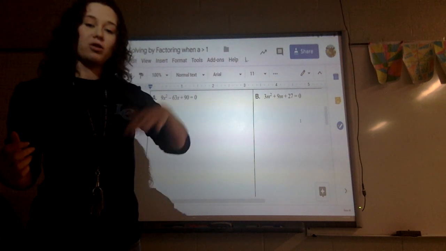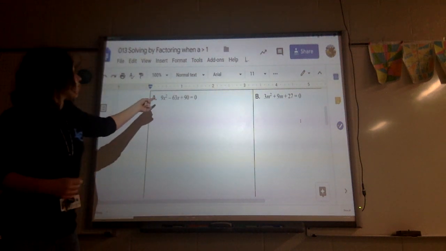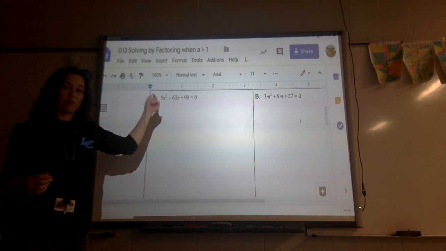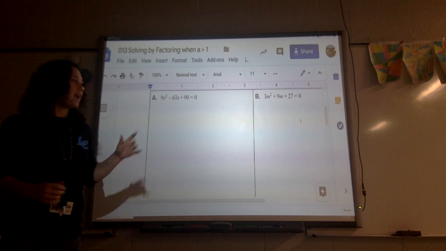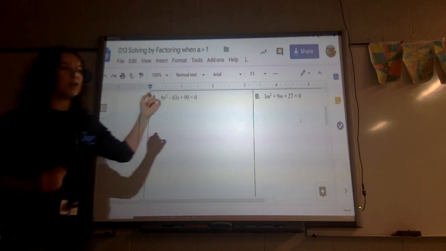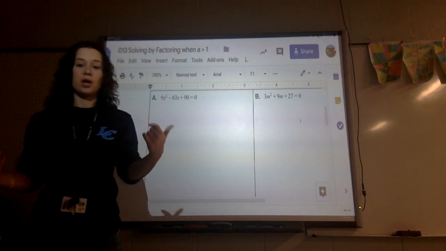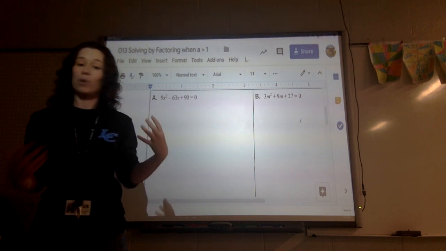When we factored the other day, a was always 1, so my number with x squared. Every single time it was 1. In this case, it's not going to be. So let's look at what we can do in order to help ourselves factor when we have a number out front that isn't 1.